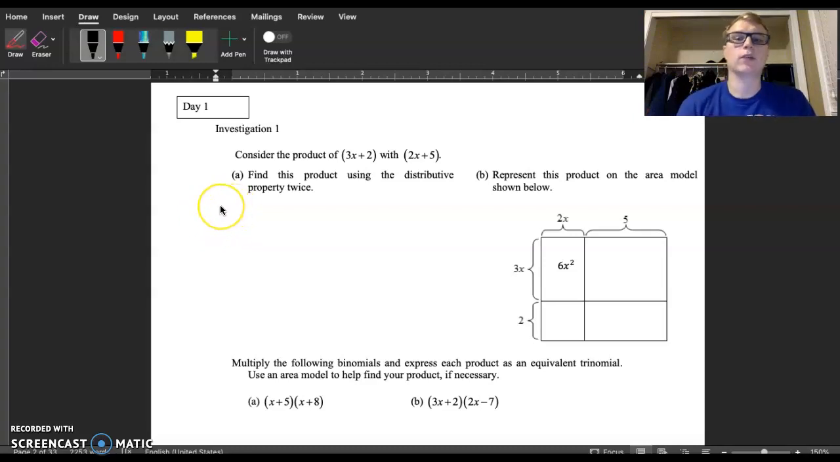This unit will be focused on radicals and rational exponents. So today should hopefully be a review for most of you. We'll be looking at factoring and then doing the product of two polynomials for this first one.